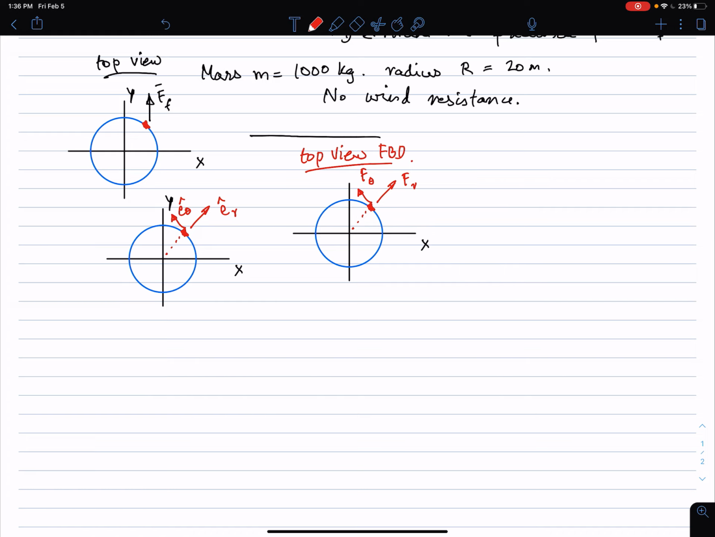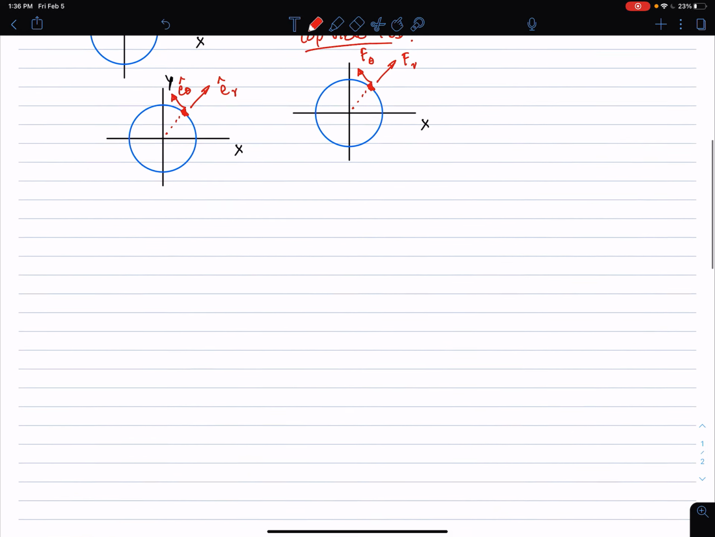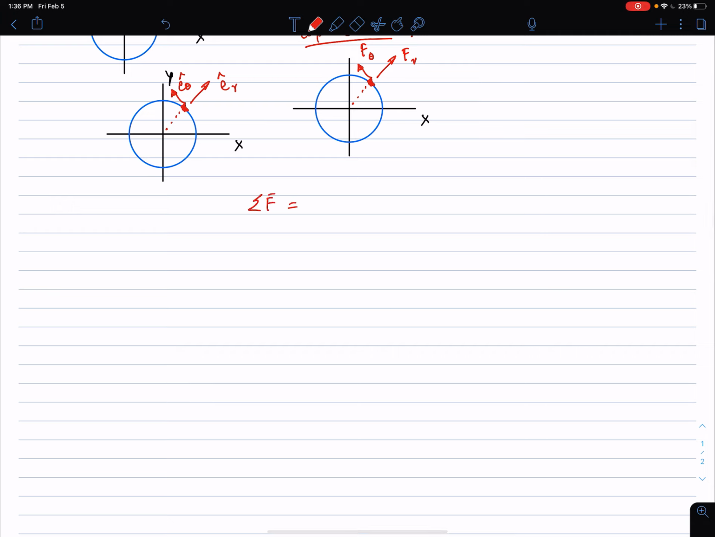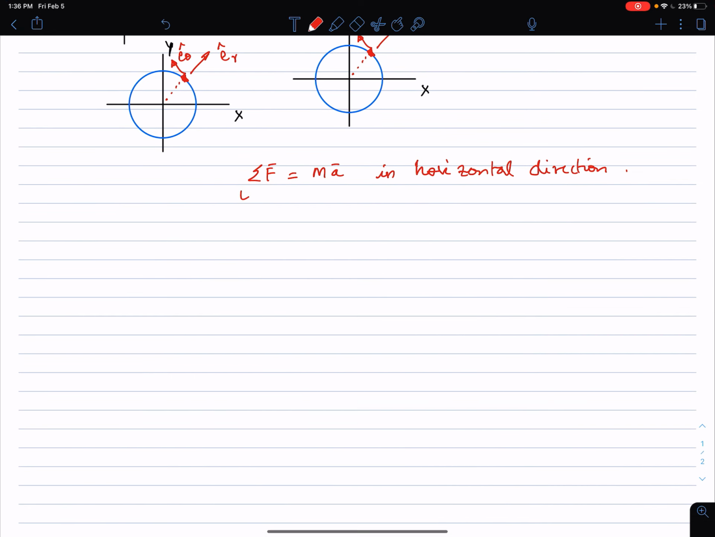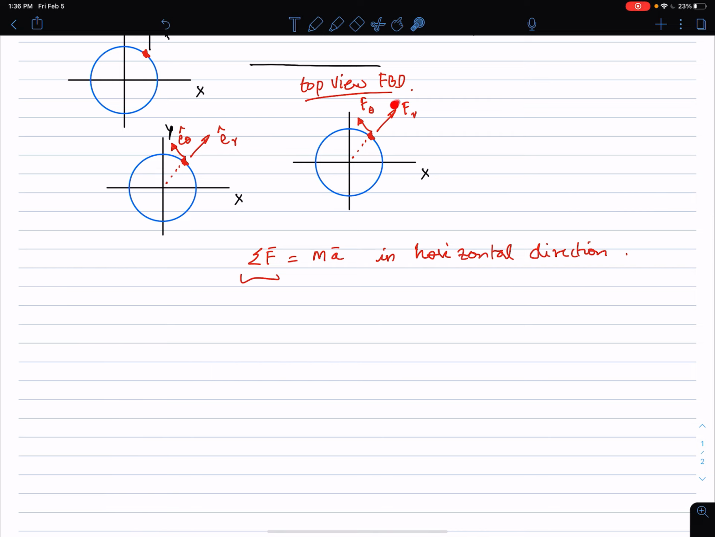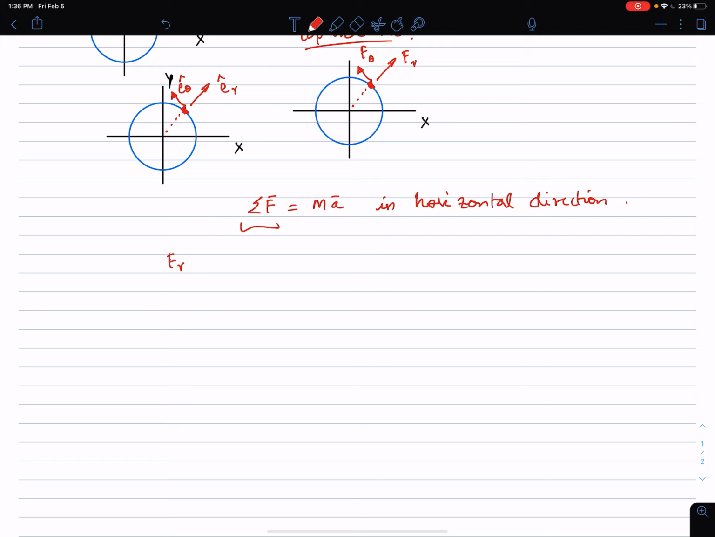Okay, now how do we proceed? We can try to write sum of all forces equals mass times acceleration in the horizontal direction. The sum of all forces, well, in the horizontal direction, there are only these two forces. We just say F sub r e_r plus F sub theta e_theta. And that's going to be equal to mass times the acceleration. The acceleration in polar coordinates for an object moving in a circle is basically minus r theta dot squared e_r. This is the centripetal.